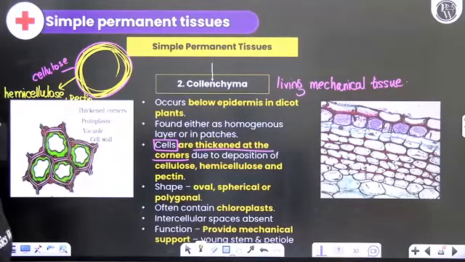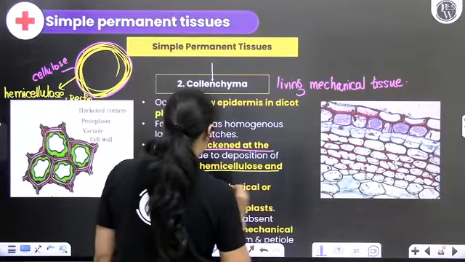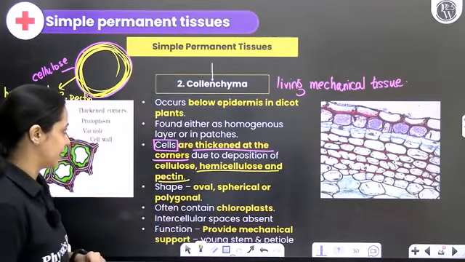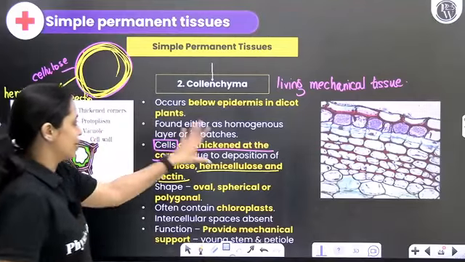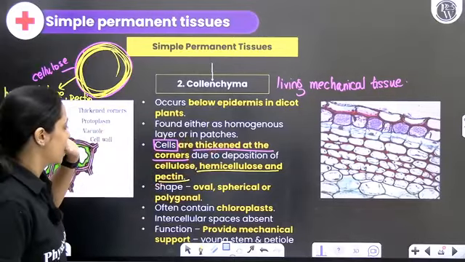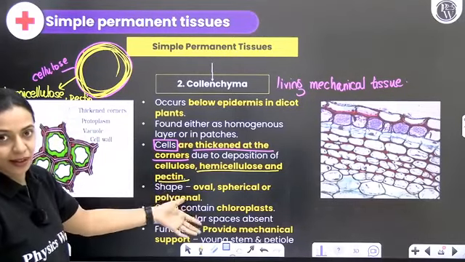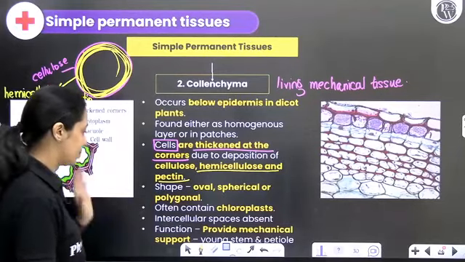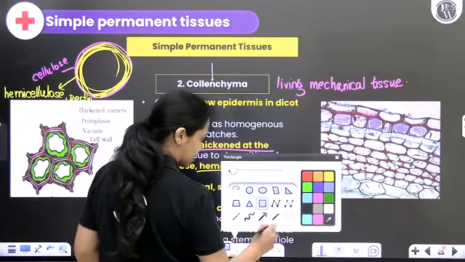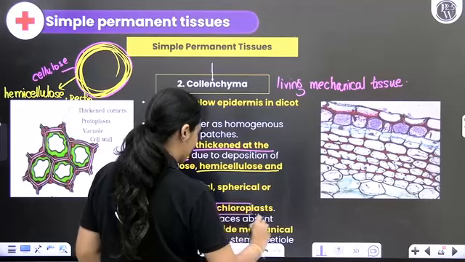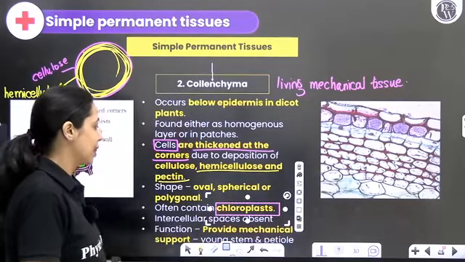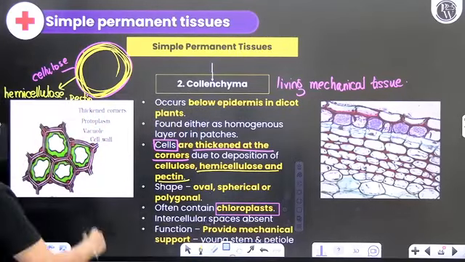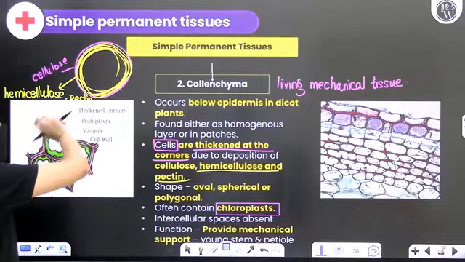Okay, so because of the presence of hemicellulose and pectin, it will become very thick. This can be found as a homogeneous layer or in patches. And shape also is variable here. It can be oval, it can be spherical, it can be polygonal, it will differ. Sometimes they will contain chloroplast. If they contain chloroplast, it will help in photosynthesis. Its function is to provide mechanical support. Some amount of flexibility also this will provide.